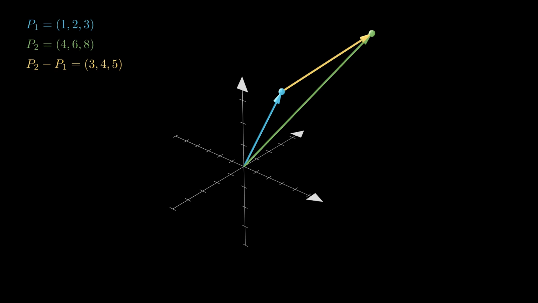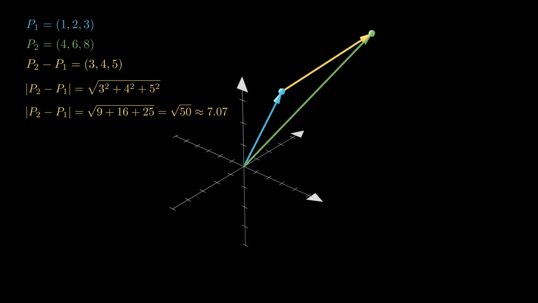We take the magnitude of that displacement, square root of 9 plus 16 plus 25, which gives us the square root of 50. Those 2 points sit exactly 7.07 units apart. This is the classic 3D distance formula you've seen in textbooks. But now you can see what it actually is. It's just Pythagoras applied twice to the components of a difference vector. Every time you've used a distance formula, you are secretly computing a vector magnitude.